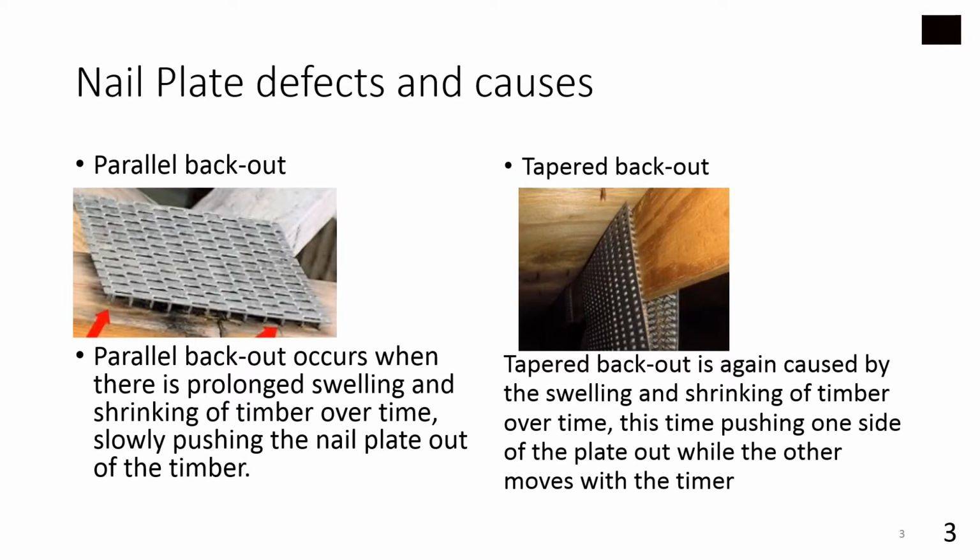Parallel backout. Parallel backout occurs when there is a prolonged swelling and shrinking of the timber over time, slowly pushing the nail plate out of the timber. Tapered backout. Tapered backout is again caused by the swelling and shrinking of timber over time, this time pushing one side of the plate out while the other side moves with the timber.